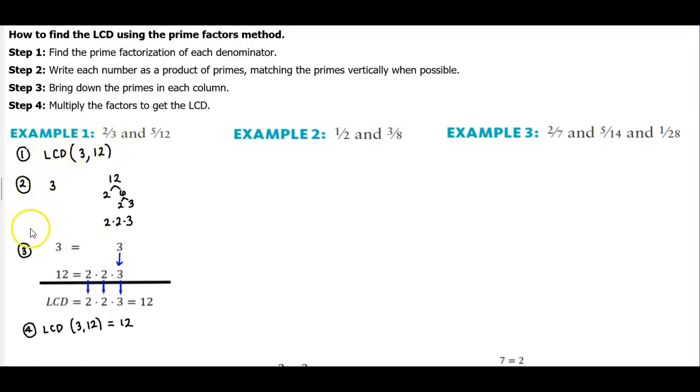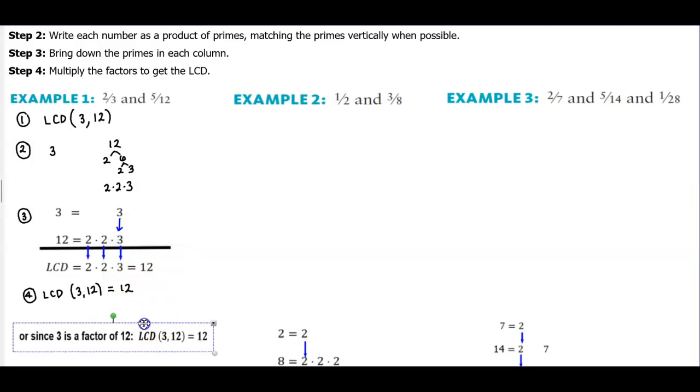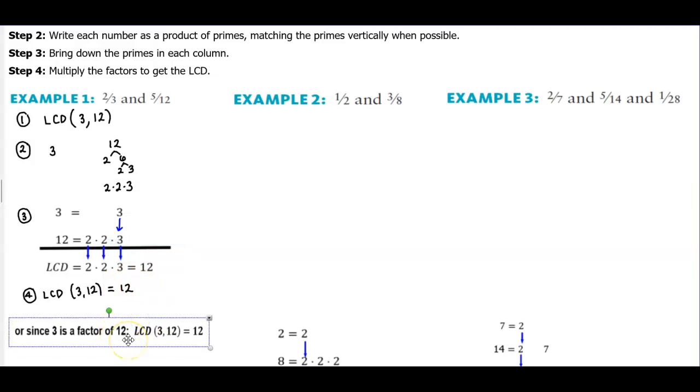Okay, now we don't have to go through this entire problem, but if you notice that 3 is a factor of 12, then we already know that the LCD is 12. So another way of saying this is, since 3 is a factor of 12, we can see that the LCD between 3 and 12 is equal to 12.